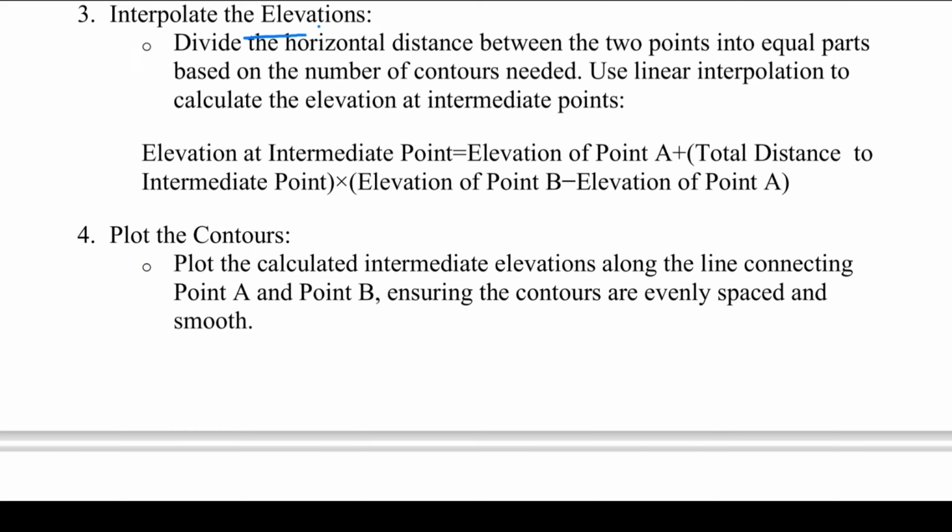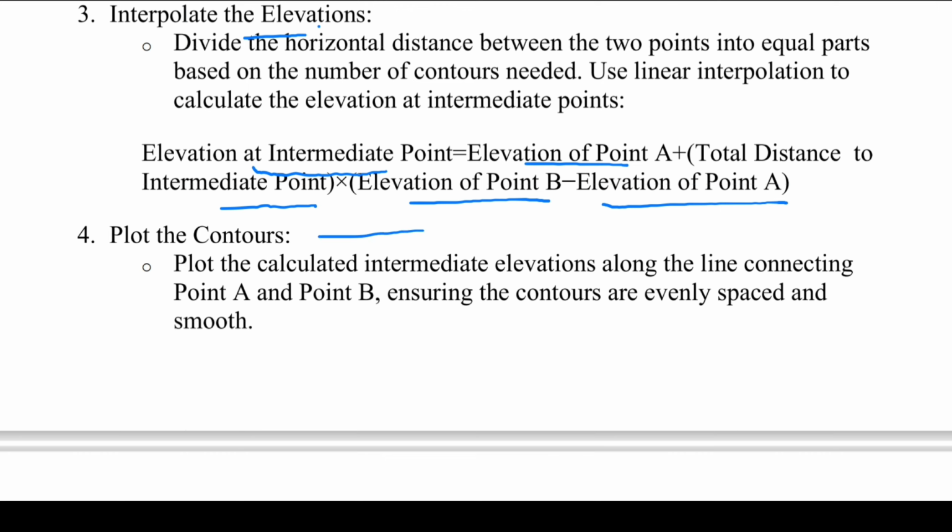So we have to divide the whole area into a number of linear parts. We have a formula for that. Elevation of the intermediate point equals elevation of point A plus the distance to the intermediate point times the elevation of point B minus the elevation of point A. This formula we have to use to calculate the intermediate points.